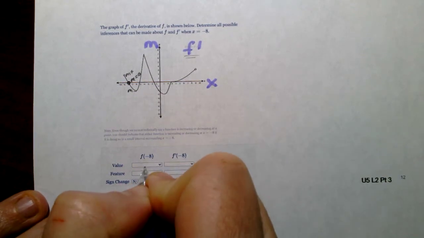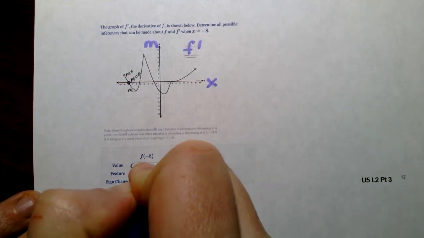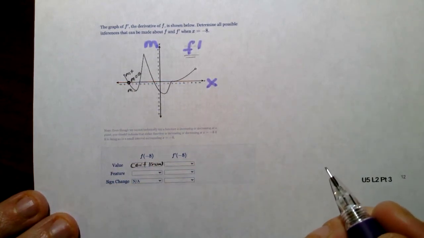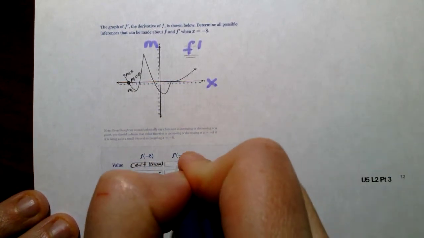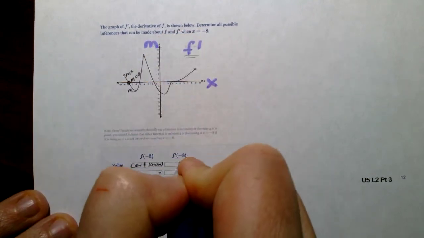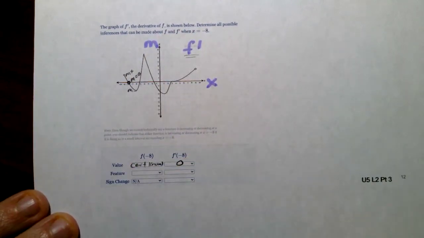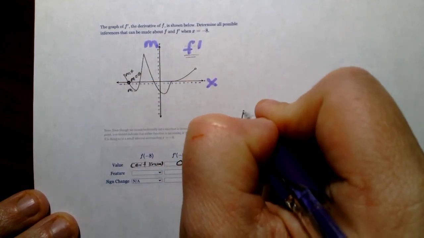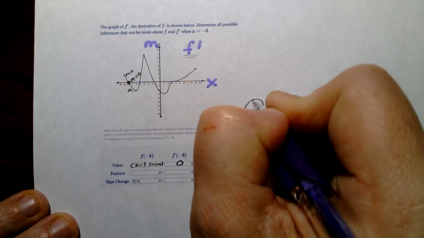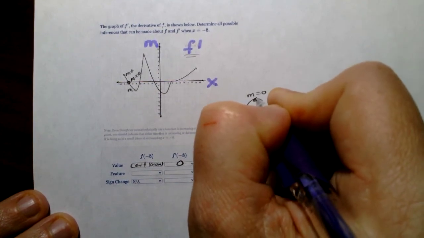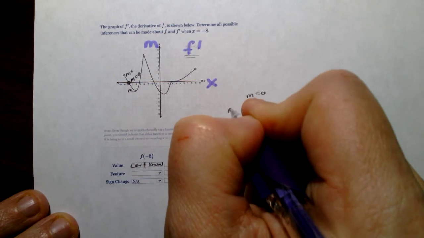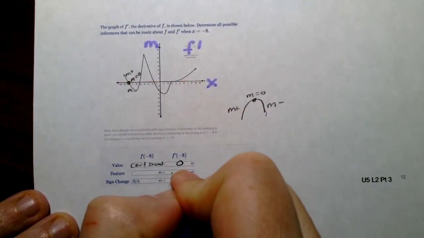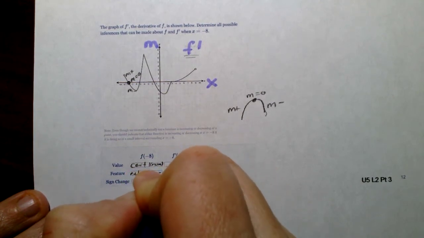Do we know on the original f function? We don't know what the output is. We can't get that from the graph of f prime. What is the value of f prime? It's 0. What is the feature? Well, if we look, I went from m equals 0, which is here. To the left, I have m positive. To the right, I have m negative. Therefore, this is going to be a relative max.